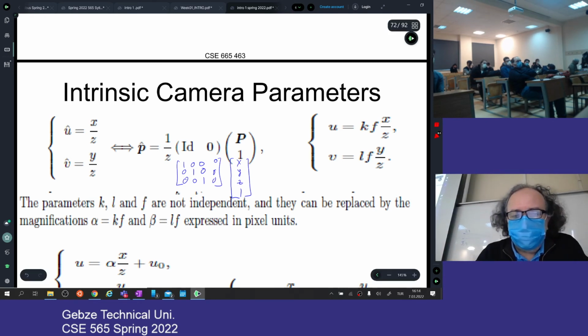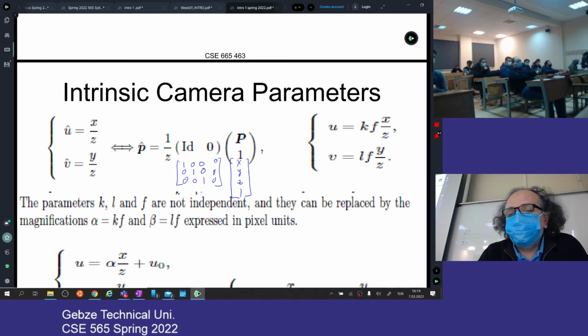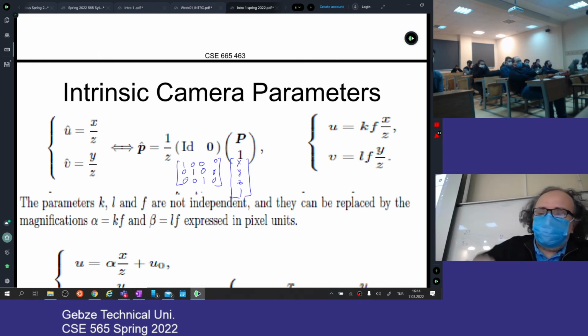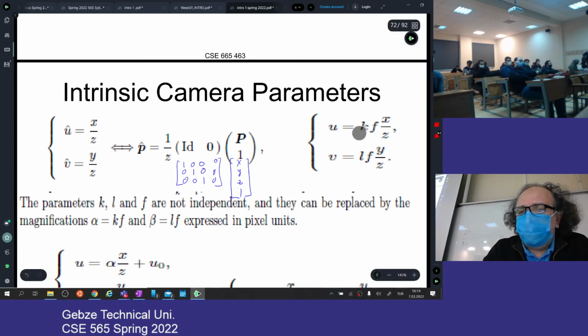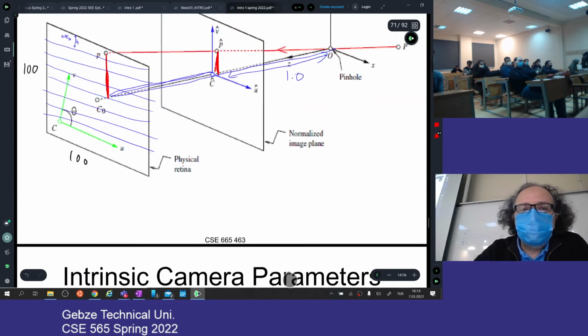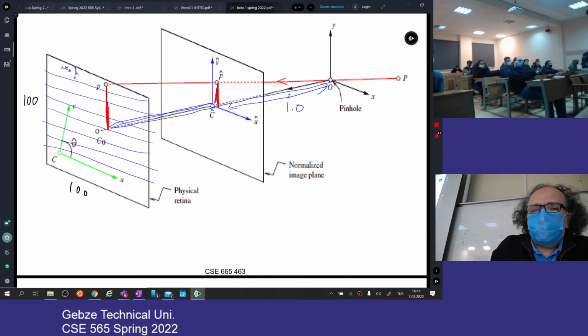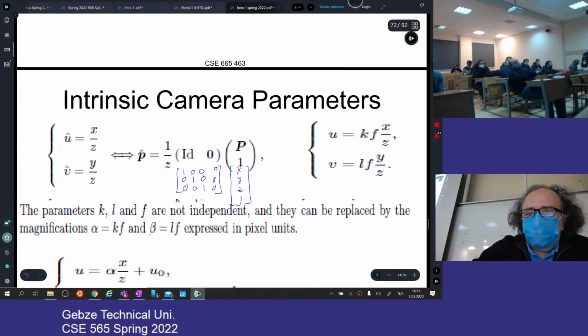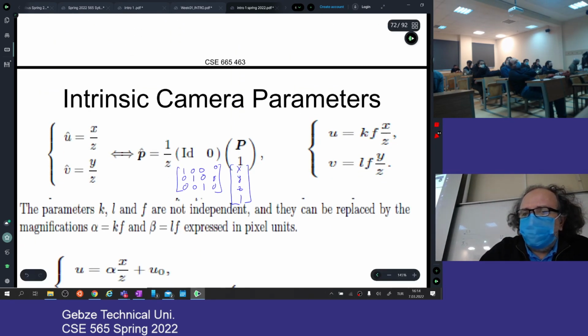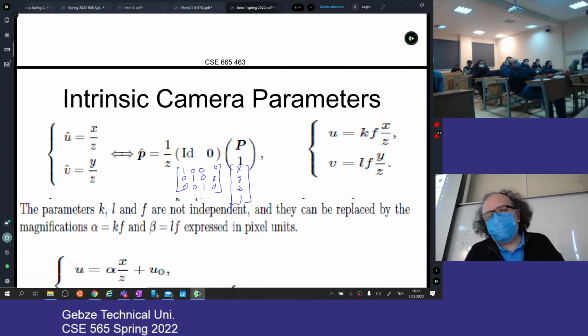k and l are the widths and the heights of the pixels. Okay, they are physical pixels. If I multiply them with this f, and if I multiply that number with x over z, you would get the u coordinates. So u is talking about the number of rows, v is talking about the number of columns, because now I have discretized them, and by multiplying this f with k and l, I get to talk about u and v.